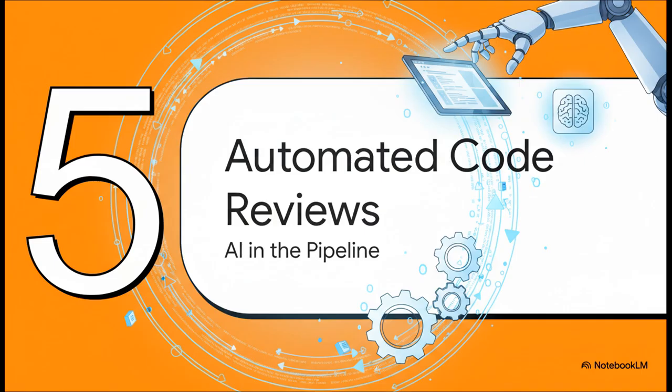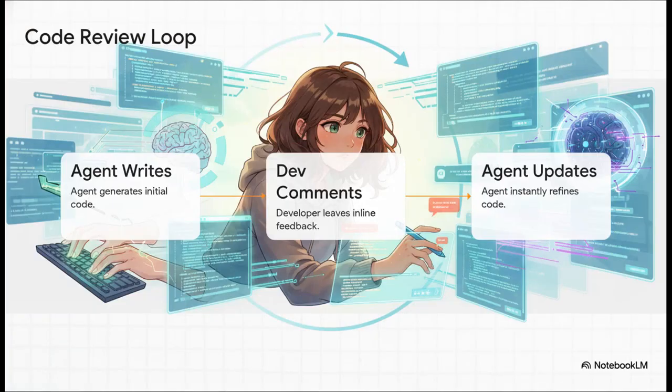Next up is Section 5, Automated Code Review Loops, integrating AI right into the pipeline. Now, this is arguably the absolutely biggest time saver for any senior engineer evaluating this stack. So the crucial point here is how seamless this pipeline has become directly inside the terminal.